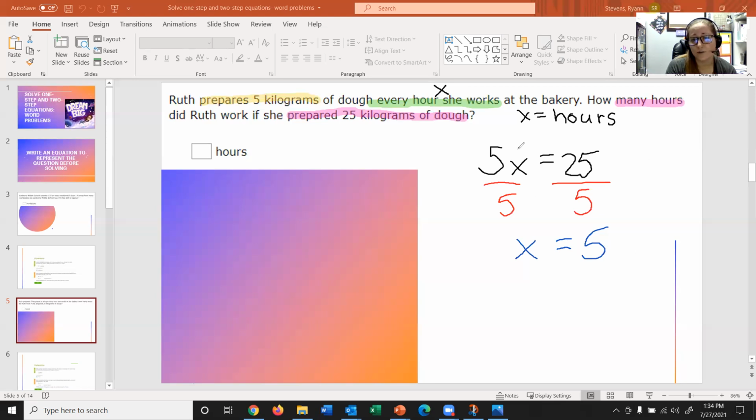And you can always check this answer by plugging this in for X. 5 times 5 will give you 25, and we could say that this works.